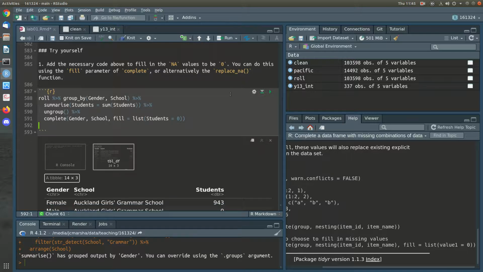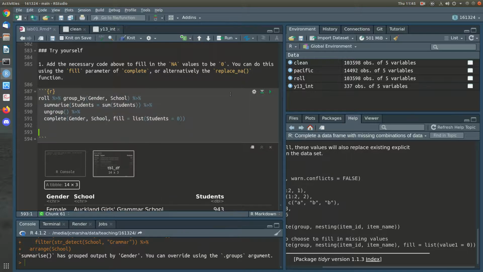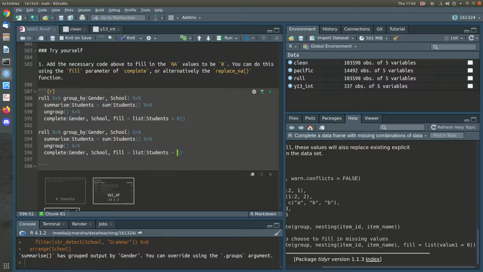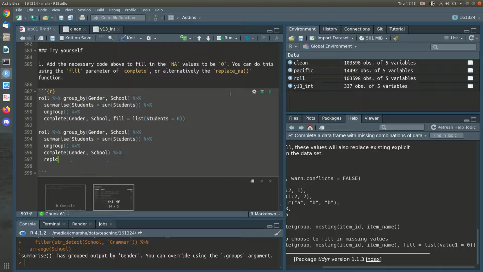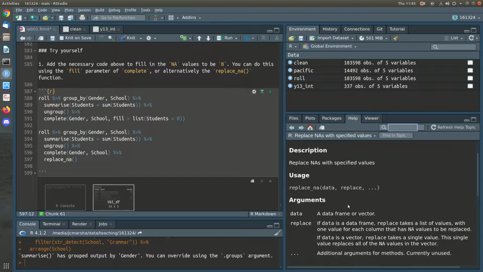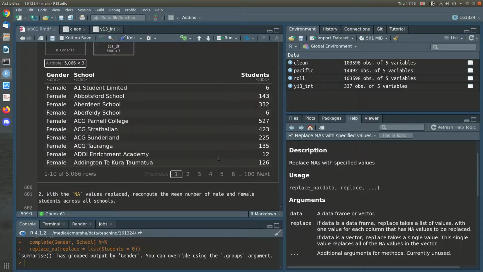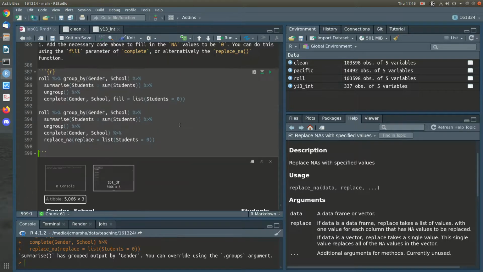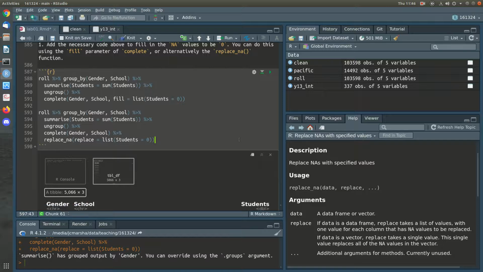The other way to do it would be to do the complete as per normal, and then do replace NA. So replace is a list of values again, and you just specify which columns you want and what you want to fill them in with. So that will do the same thing. Okay, so those are the two ways to do that.